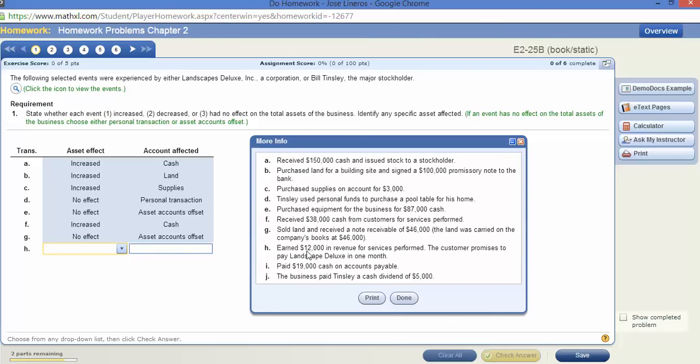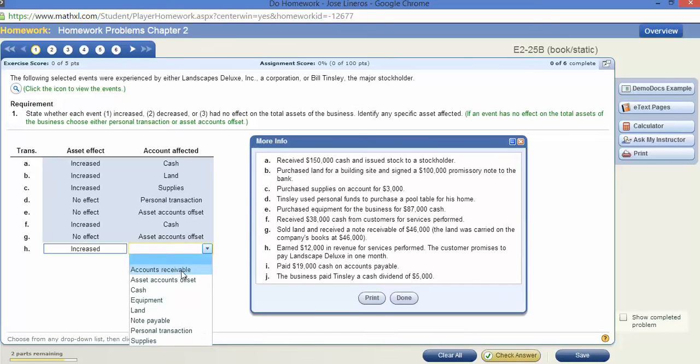So basically, we have service revenue of $12,000. We performed a service and we earned $12,000. But instead of debiting or increasing our cash by $12,000, we're increasing accounts receivable by $12,000. Accounts receivable is an asset account. So we basically increased, and what we increased is not cash, but accounts receivable.